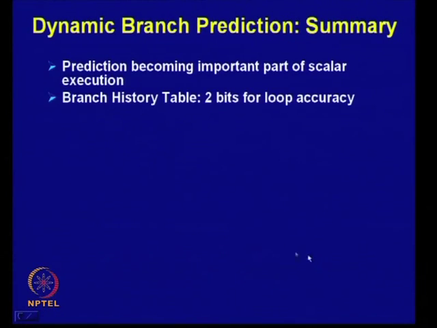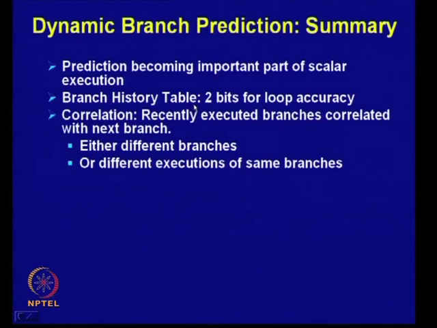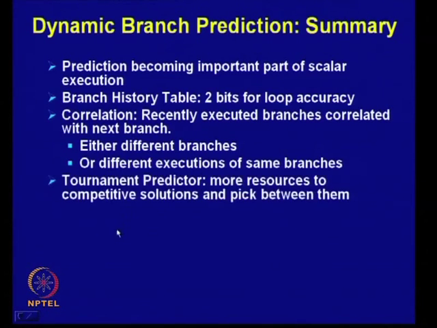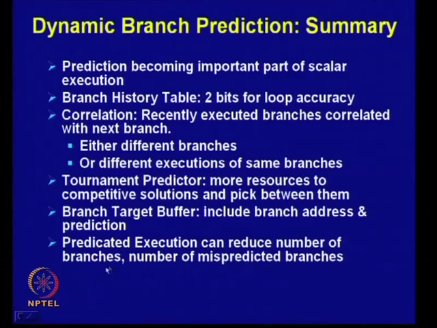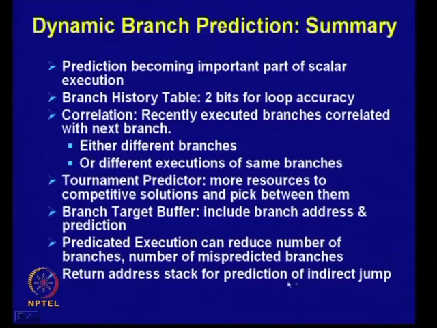So, we can summarize now. Prediction is becoming an important part of scalar execution. Branch history table: 2-bit for loop accuracy. Correlation: recently executed branches are correlated with the next branch, either different branches or different executions of the same branch. A tournament predictor is used, which requires more resources, to have competitive solutions and pick between them. The branch target buffer includes branch addresses and prediction, and predicted execution can reduce the number of branches and mispredicted branches. And the return address stack is used for prediction of indirect jumps, which I have already discussed.